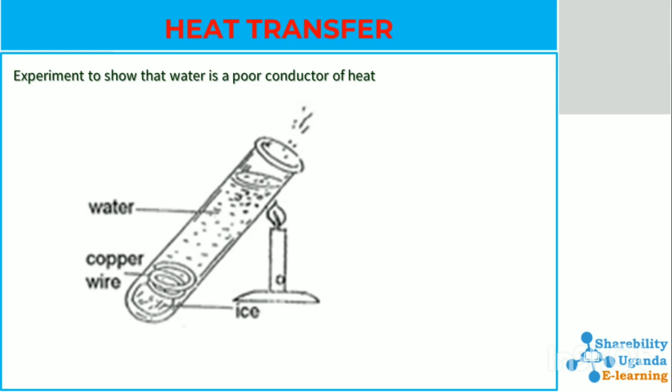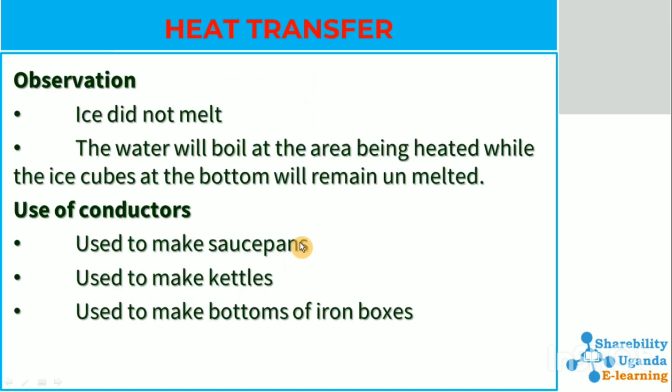Here is an experiment showing that water is a poor conductor of heat. We see water in a test tube, and a copper wire in the same test tube, with an ice cube placed beneath the copper wire. When the water is heated from the top of the test tube, this water appears to be evaporating, whereas the ice cube down here remains intact. It does not melt, implying that water is a poor conductor of heat. You can pause the video and go through the observation clearly.